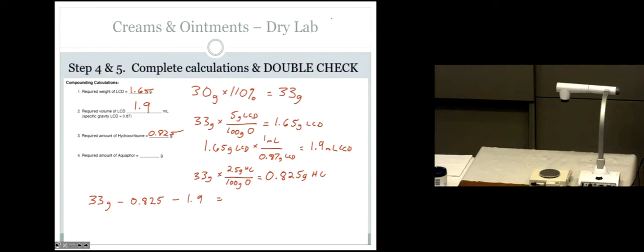Some people are shaking their head. Did I do something else wrong? I subtracted the volume of the LCD, not the weight of the LCD. Also a very common mistake, so remember to be careful. That's why I didn't put my units down. What we need to do is subtract the weight, which was 1.65. Now I don't think I've screwed anything else up, so go ahead and tell me how much Aquaphor we need. Subtract all that out.